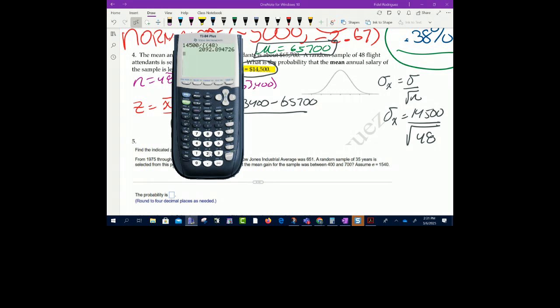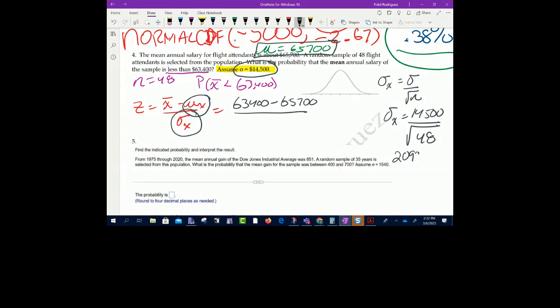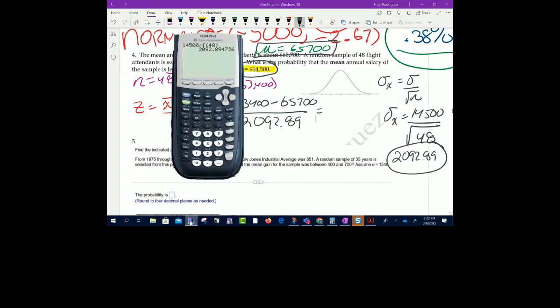Y'all, if I go to two decimal places, would you say 2,092.89 or 90? What do you think? 89, right? Why 89? Because look at the number to the right of the 9. It's a 4. Remember, if it's a 4 or smaller, we leave it alone, but if it's a 5 or higher, we kick it up. So we're going to say $2,092.89. That is the number we're going to write right here. Let's do our calculation.